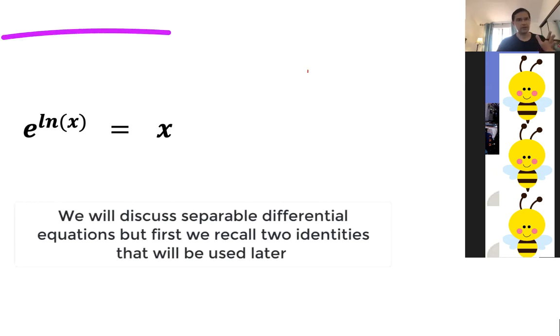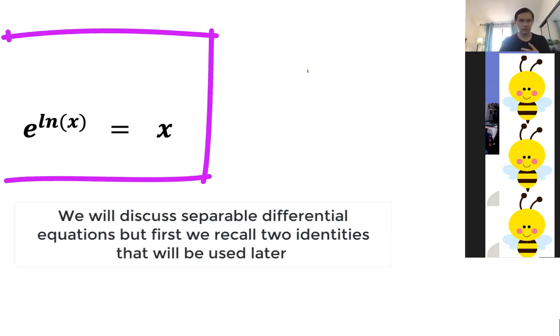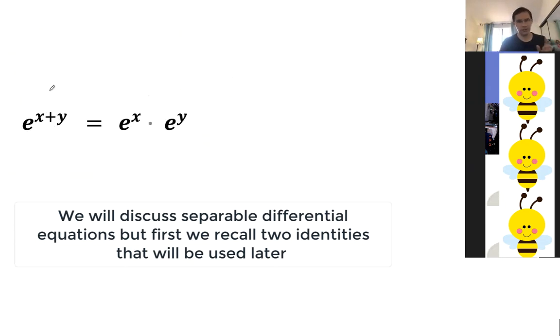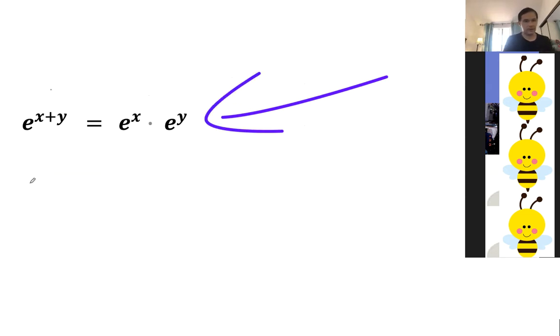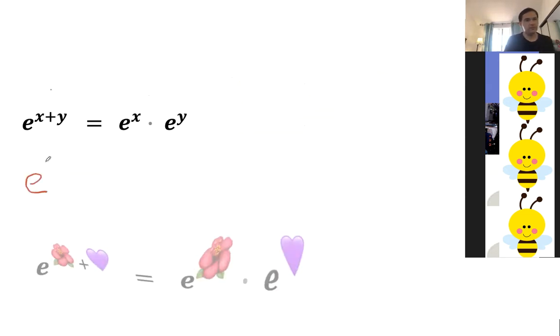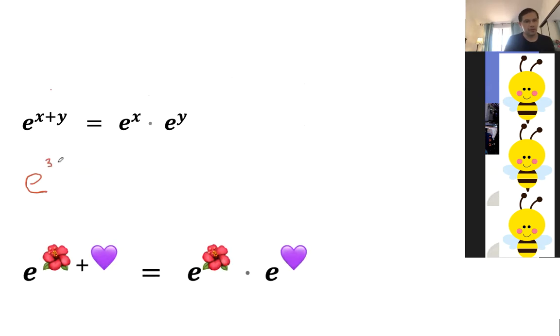So basically what this says is compose the exponential function with the logarithmic function and you get the identity. Another identity that we'll be using today, the second one, is this one: the exponential function, let's say, of 3 plus 5. That's the same as the exponential function of 3 times the exponential function of 5. So on the right-hand side the formula is multiplicative, but on the left-hand side the formula is additive.